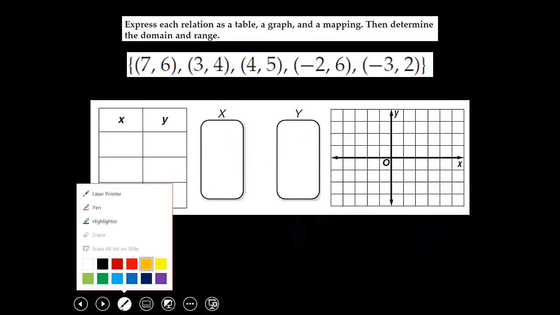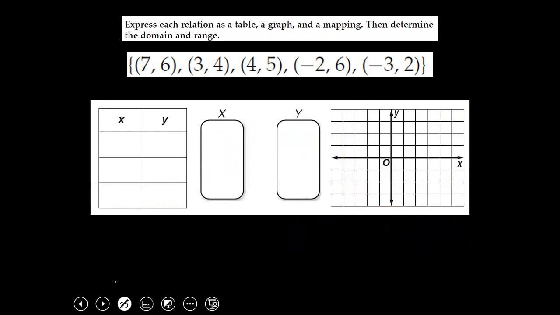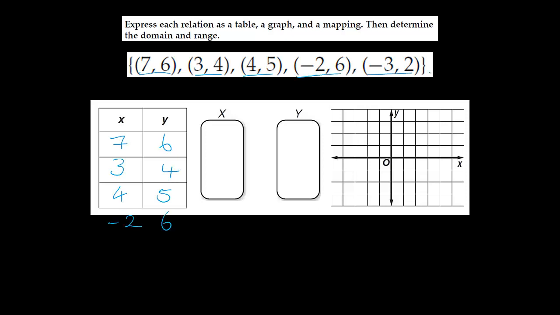In this example, we are given exactly the same information. We're given a set of ordered pairs, and we are required to make a table. So let's go. 7, 6, 3, 4, 4, 5, -2, 6, -3, 2. And that's my table. Let's do the mapping.